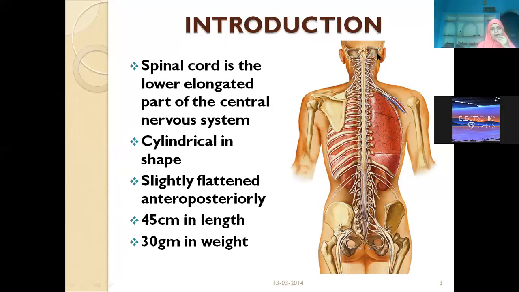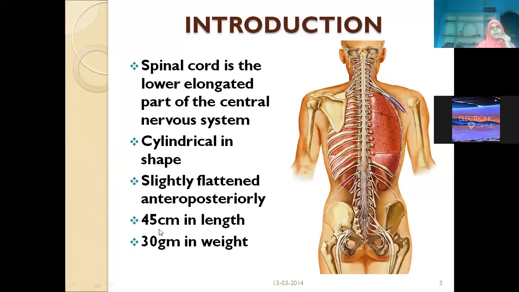It's a lower elongated part of CNS. Okay, it is cylindrical in shape and it is slightly flattened anteroposteriorly. What is the length of spinal cord? 45 centimeters. What are the other structures which are 45 centimeters?